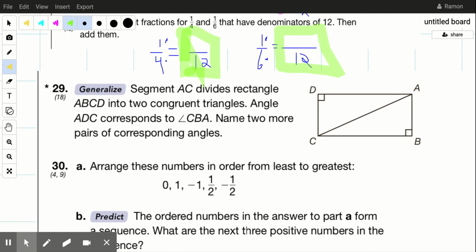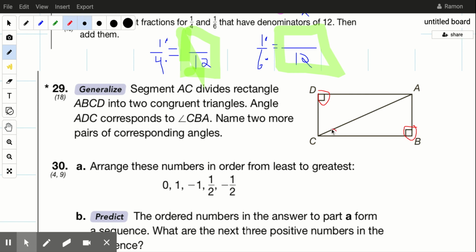29, segment AC divides the rectangle ABCD into 2 congruent triangles. Angle ADC corresponds to CBA. Name 2 more pairs of corresponding angles. Corresponding meaning that they're in the same location, basically in the same place, just in a different location, I guess. So angle ADC, which is this angle, corresponds to CBA. Name 2 more pairs of corresponding angles.